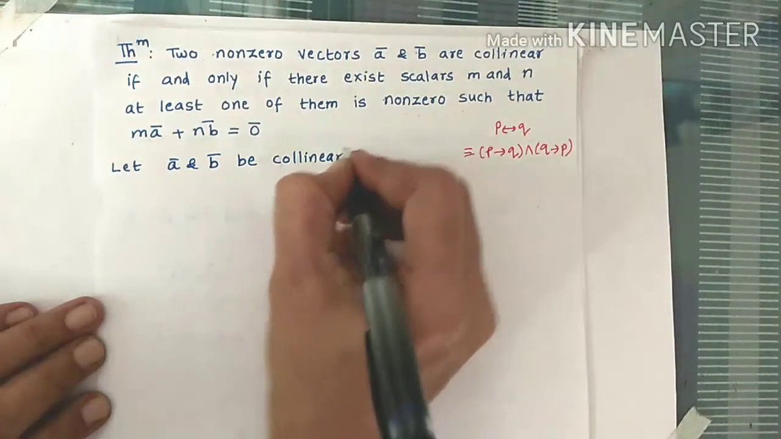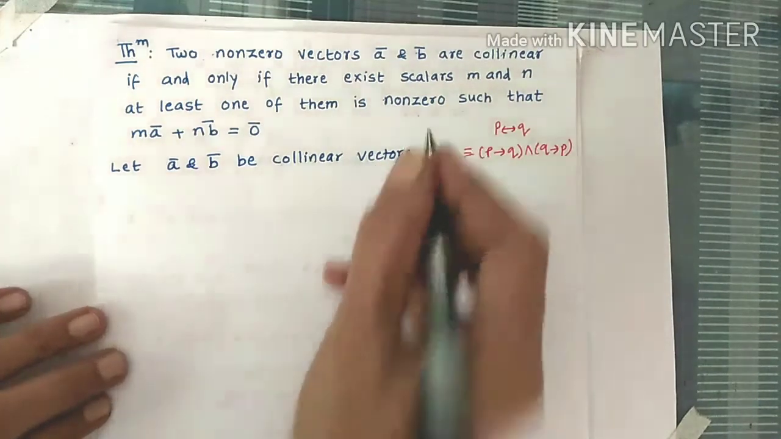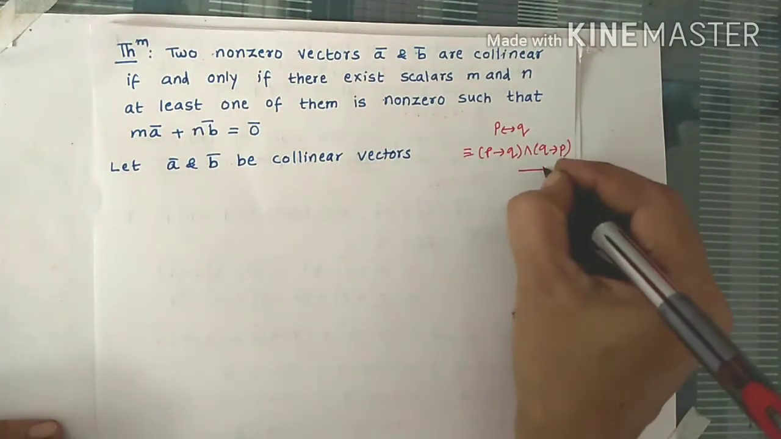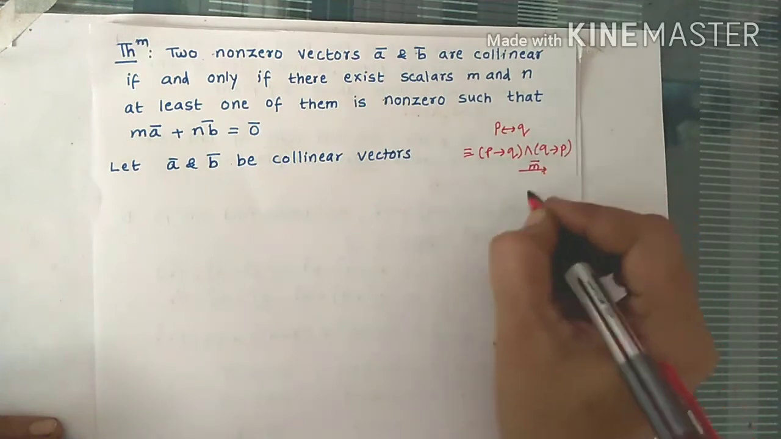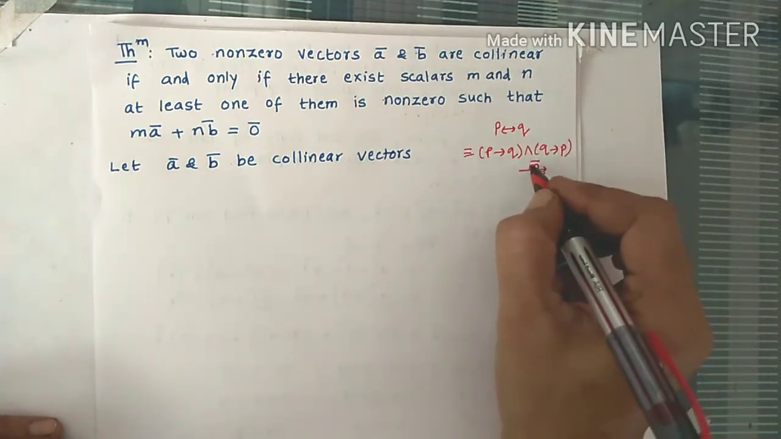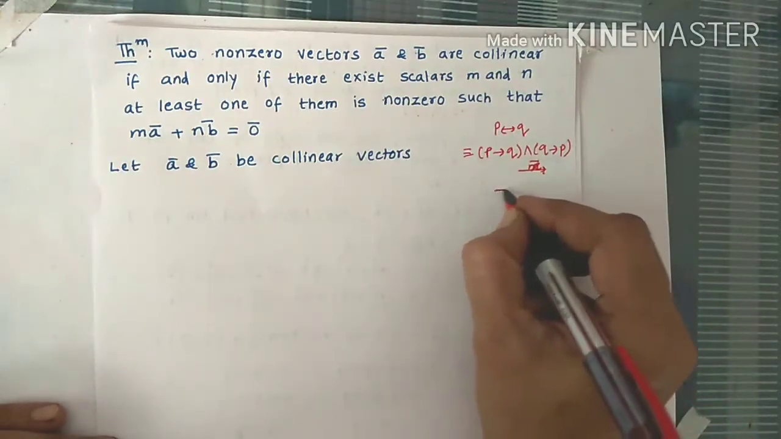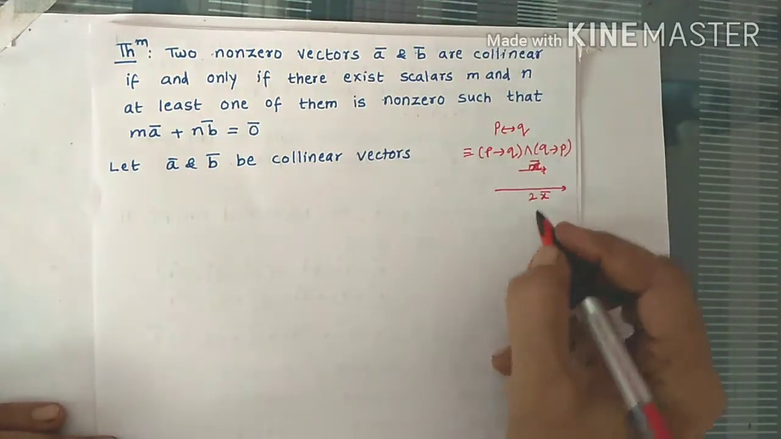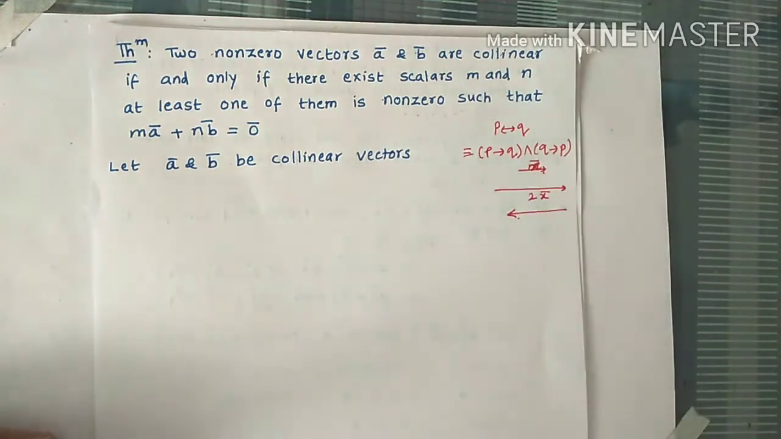What are collinear vectors? Collinear means, in simple words, parallel. So if this is a vector, say m bar, or let's take this as x bar because m is used here, then 2x bar, like this, is parallel to x bar. This is also parallel to x bar. So these are collinear vectors.